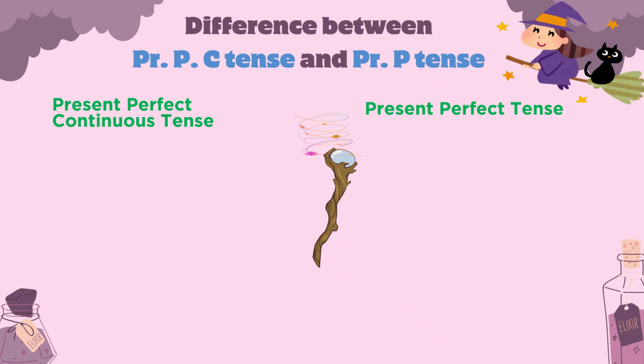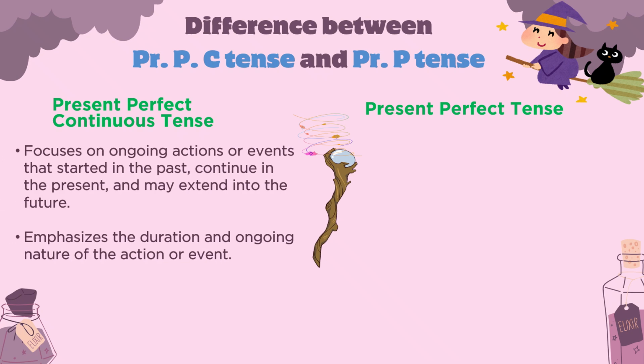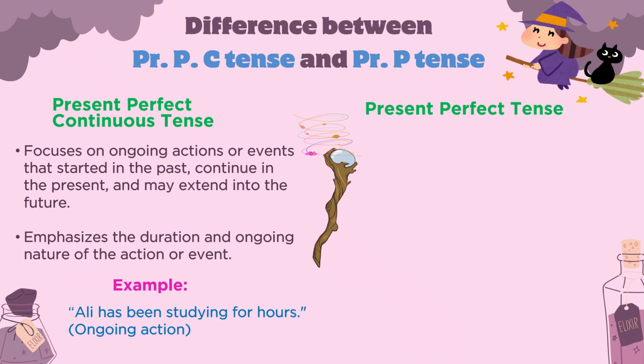Sometimes students get confused between the present perfect continuous tense and the present perfect tense. For this, I have prepared some examples. The present perfect continuous tense focuses on the ongoing action or event that started in the past and continues in the present, or it may extend into the future. It also emphasizes the duration and ongoing nature of the action or event. For example, Ali has been studying for hours. It shows the ongoing action.